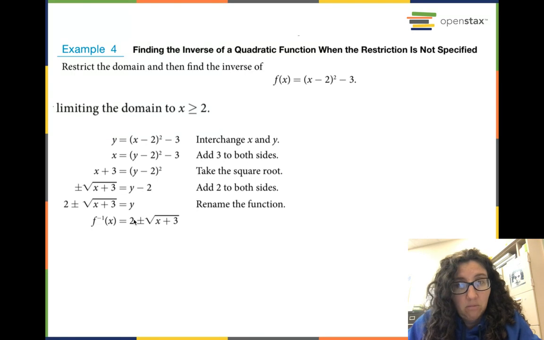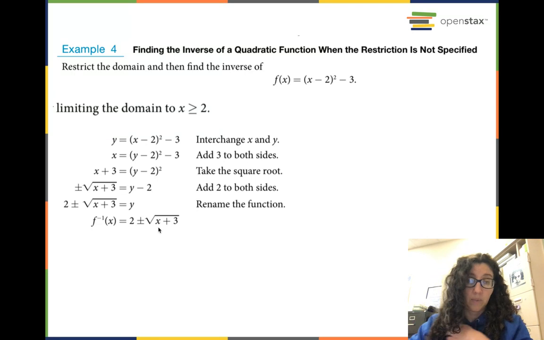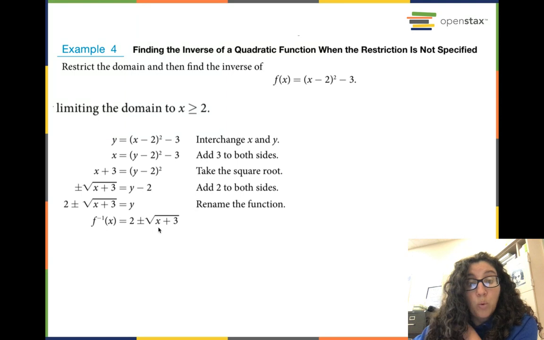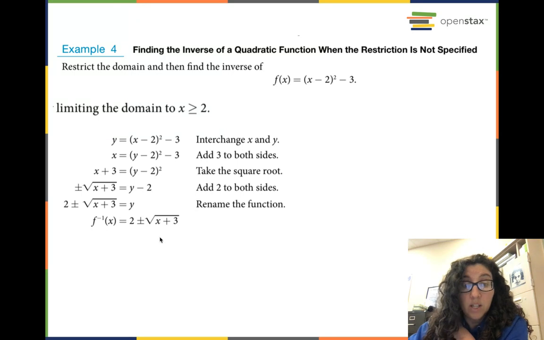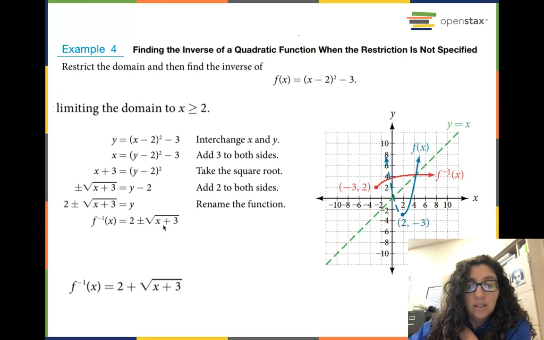It is not, right? This is a sideways parabola. So we are going to have to take one or the other of these, 2 plus this or 2 minus that. How do we decide which it is? Well, our original domain was x greater than or equal to 2. So we need that to be our range. We need our range to be greater than or equal to 2. So we're going to take 2 plus square root of x plus 3.